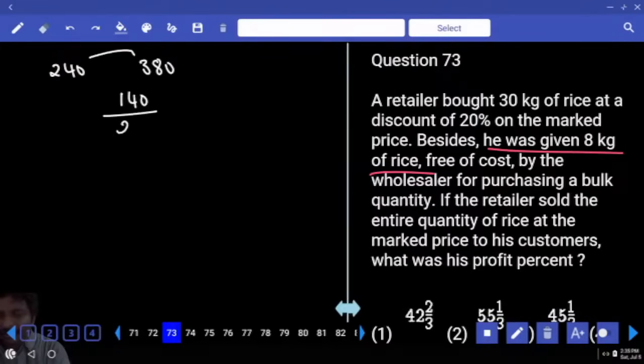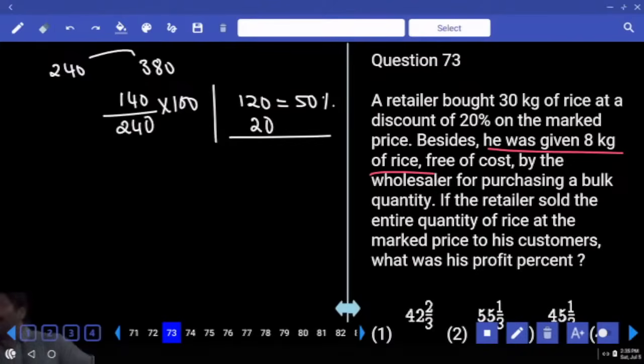140 upon 240 percentage into 100. What is 50% of the denominator? 120. And how much more do you need to add? 20 more you need to add, correct? Then you will get your numerator 140. Yes? Vertical relation. How do you get 20 using 120? By 6. Right hand side also apply the same. 50 by 6, 8 something. Answer 58 something. You are done.